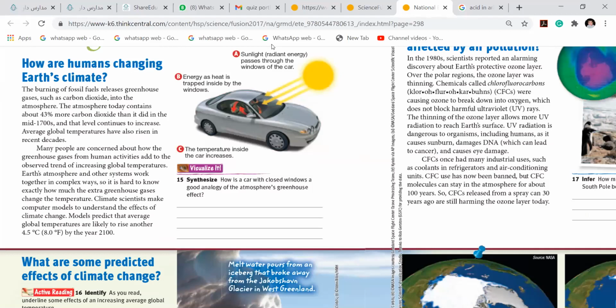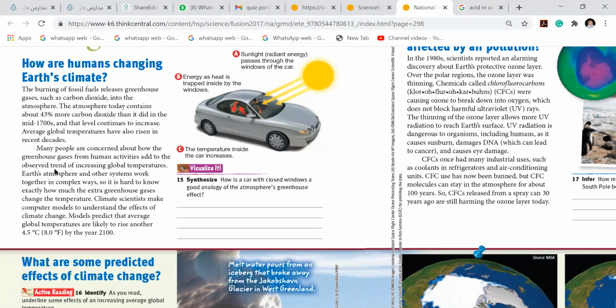The burning of fossil fuels. You're regularly using cars and other vehicles that destroy the environment, releasing greenhouse gases. What were the greenhouse gases? Carbon dioxide. Remember I told you? Yes, they release it into the atmosphere. The atmosphere today contains 43% more carbon dioxide than it did in the 1700s. Imagine 43% more, affected because of these vehicles.